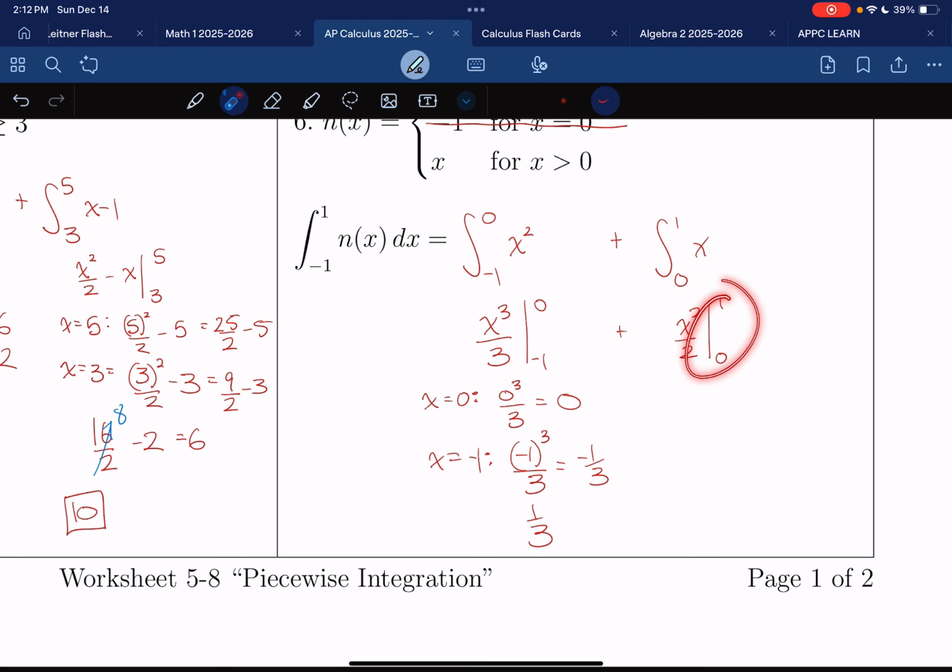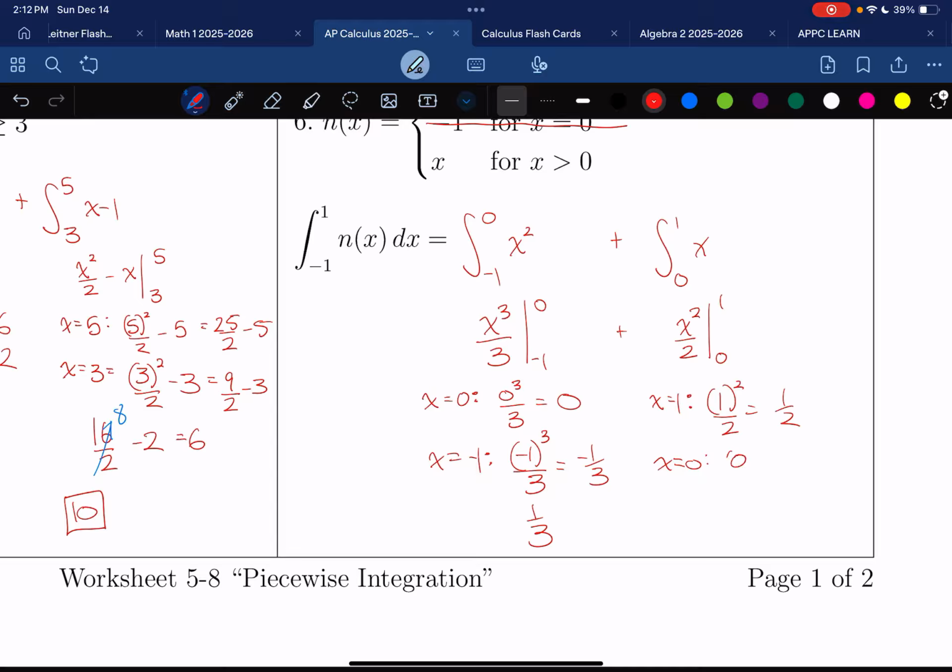Let's go ahead and do the evaluation bar for the right-hand side. When I evaluate, I'm going to say x is equal to 1 first. That's going to be 1 squared over 2, which is 1/2. And when x is equal to 0, this is going to be 0 squared over 2, which is 0. Subtracting those two yields 1/2. A half plus a third is, what is that, 5/6, right? I was just doing some math really quickly in my head.